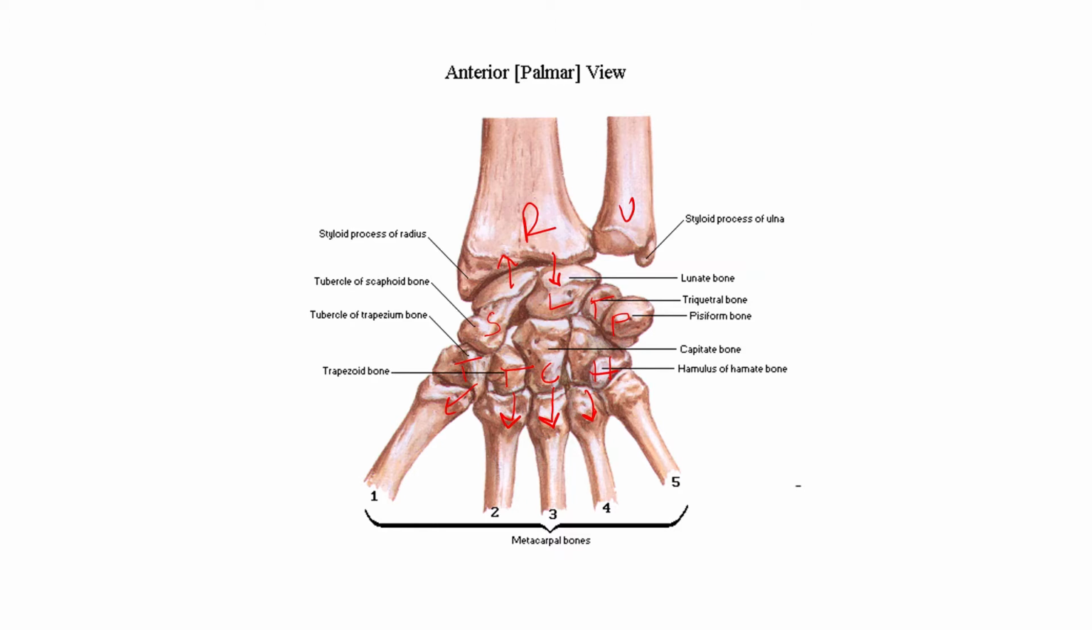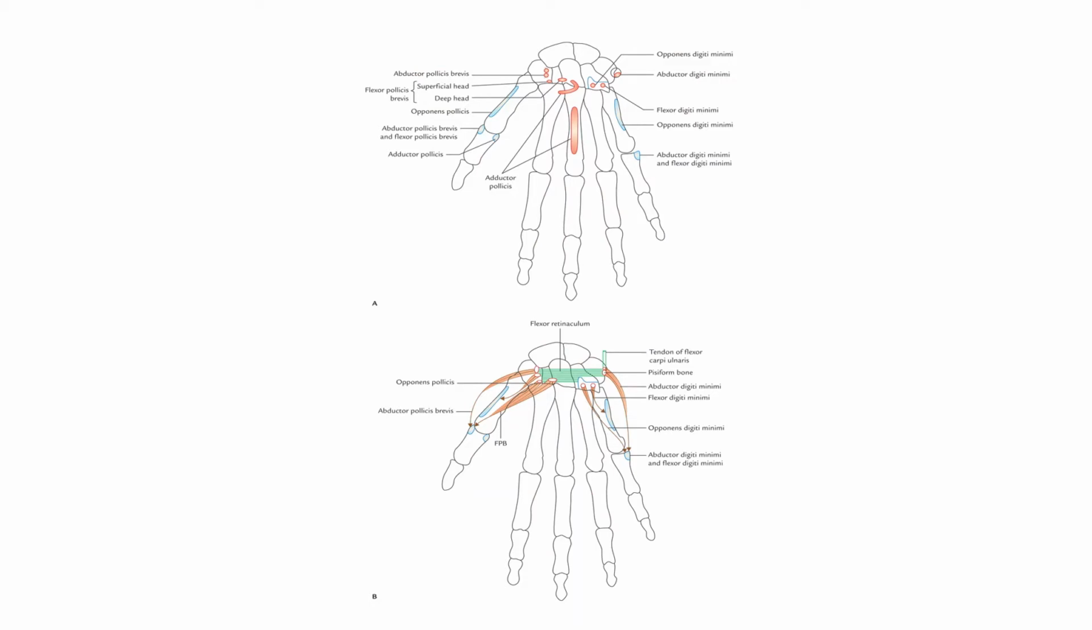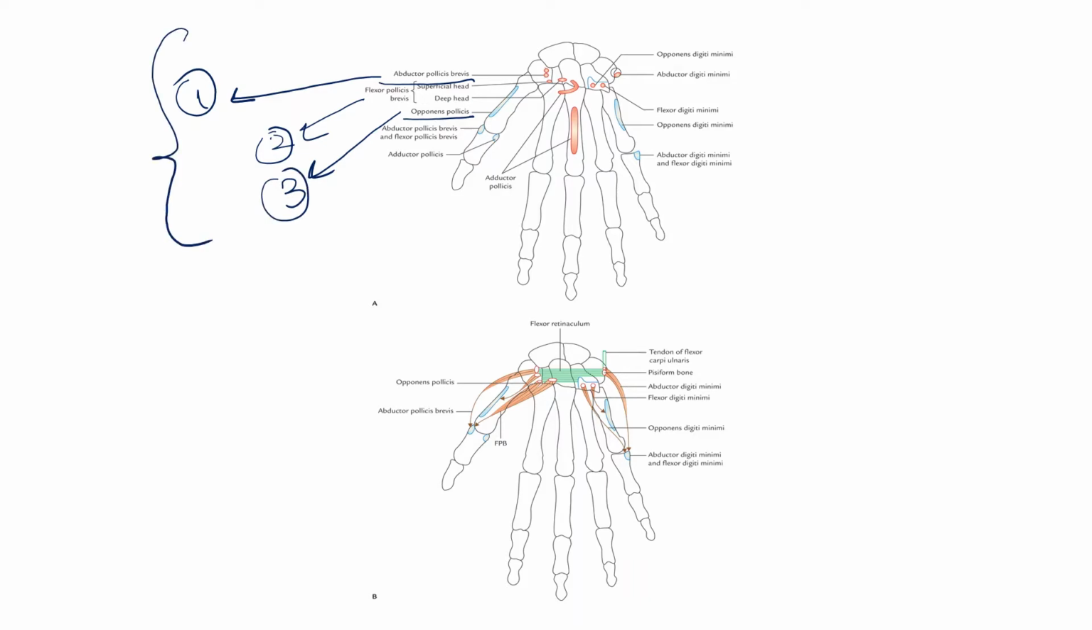Moving on to the attachments of the thenar muscles. The thenar muscles are mainly 3 in number. The very first is the abductor pollicis brevis, present along the radial border of the hand. The second is the flexor pollicis brevis. Number 3 is the opponens pollicis. So these 3 make up the thenar group of muscles in the hand.